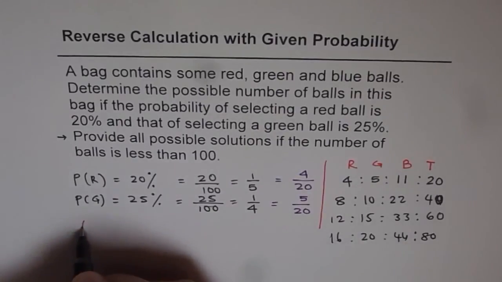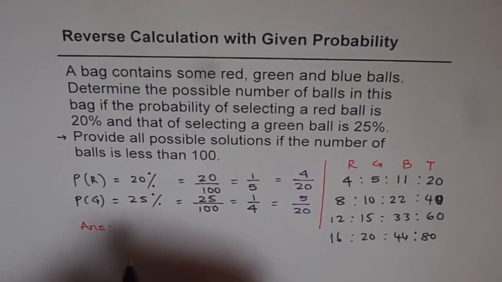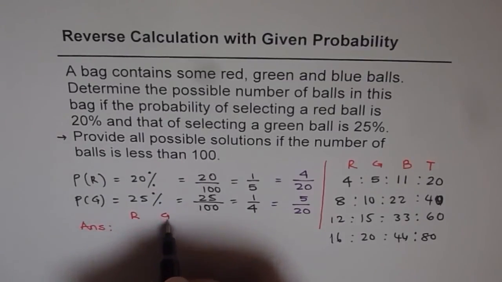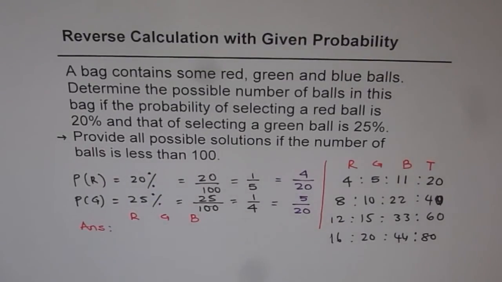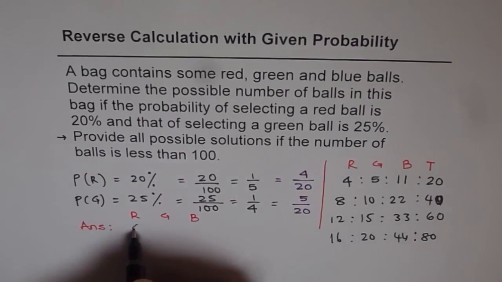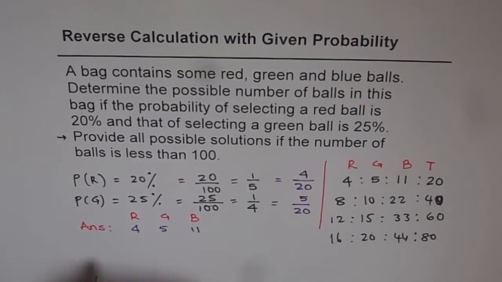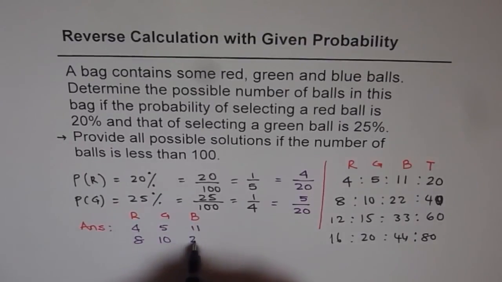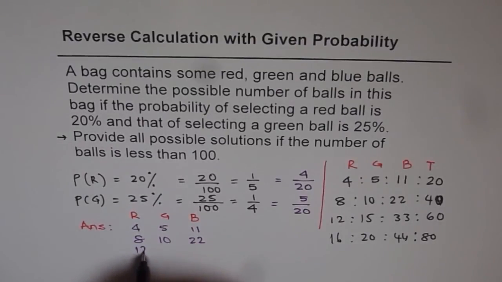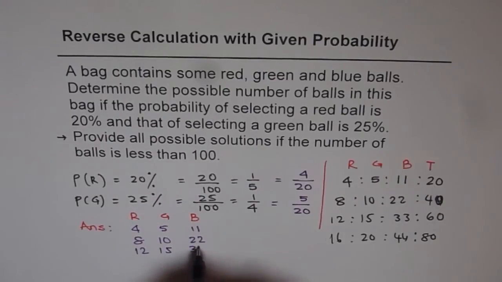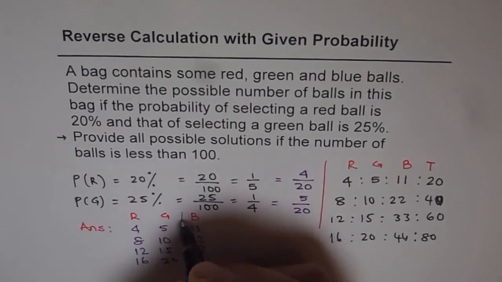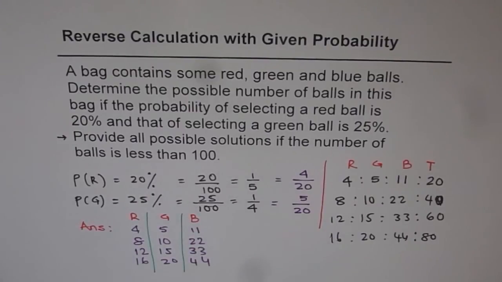So now we get our answer, and the answer is the combinations for red, green and blue are 4, 5, 11, 8, 10, 22, or it could be 12, 15, 33, or 16, 20, 44. So these are all the possible combinations which are going to give us probability of red as 20% and probability of green as 25%.